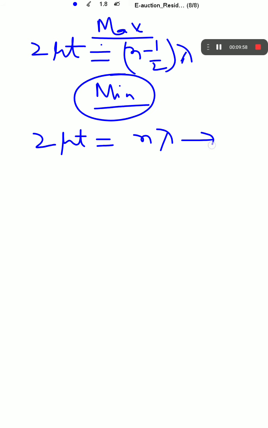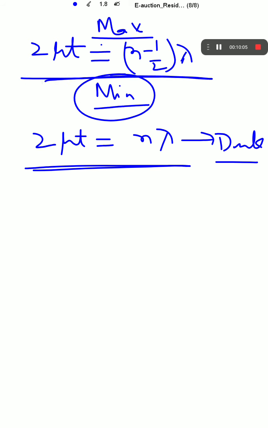There will be a dark spot when the path difference condition is this one, there will be a bright spot when the path difference condition is this much. So it is just a matter of the path difference. You can have bright, you can have dark, depending upon the condition that we are facing for a particular medium of index mu and thickness t. So n is an integer here, it can be 0, 1, 2 and so on.